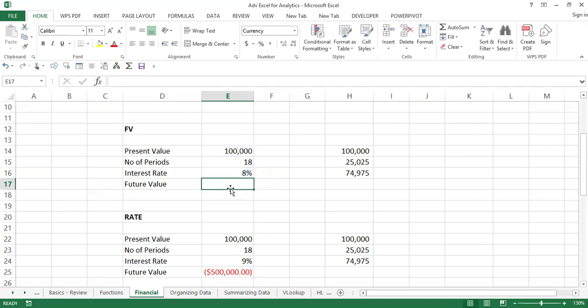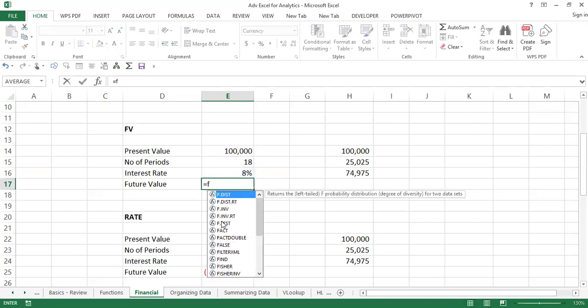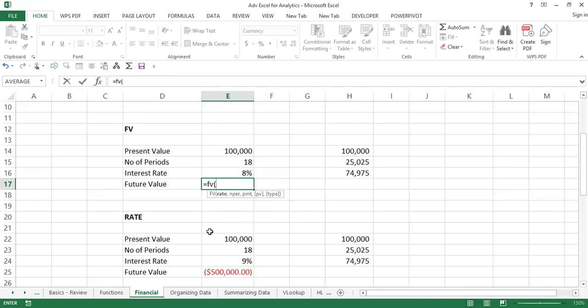Okay, so now let's see. Just say equals FV. It's asking for the rates. Click on the rates. What next? Number of periods. That's 18, comma. What next? Payment amount. Payment amount is 0. You already know why it's 0. The present value is 100,000.